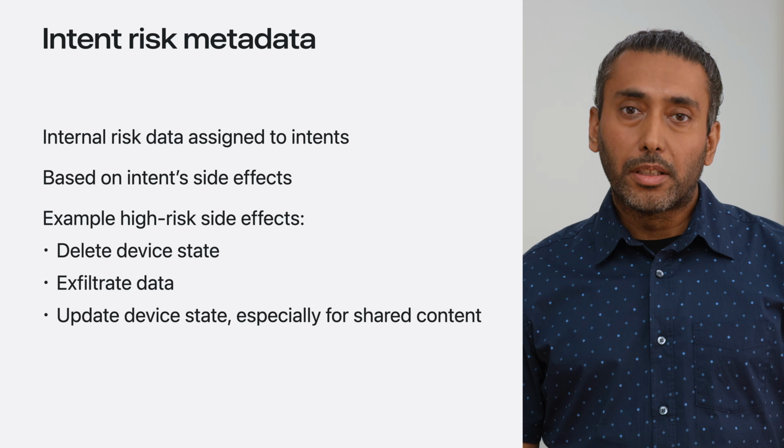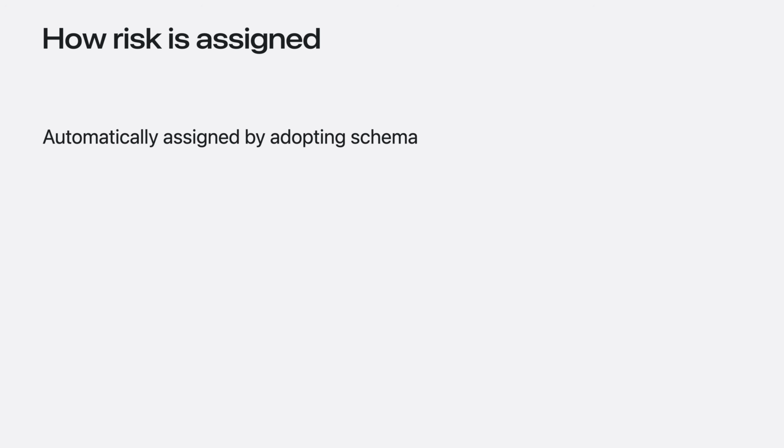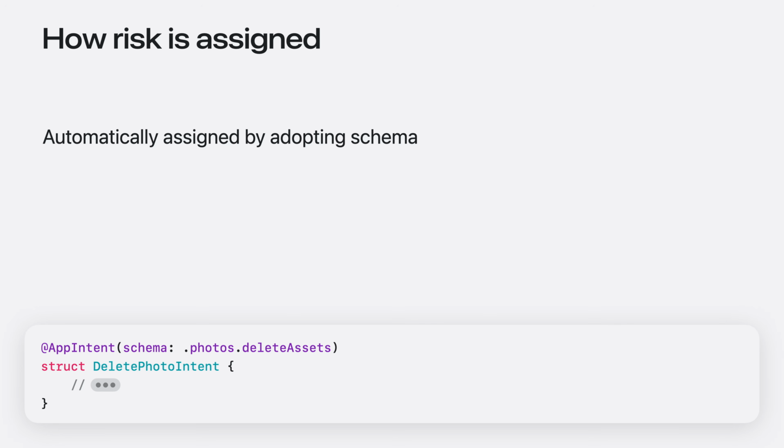So how is risk metadata associated with your app intent? The risk metadata is automatically assigned to an intent when it adopts a schema. You don't have to do anything extra. Technically, it is the schemas which have risk metadata associated with them. For example, the delete asset schema is used to delete photos and thus has a destructive side effect. And so our delete photo intent is assigned this destructive side effect too.